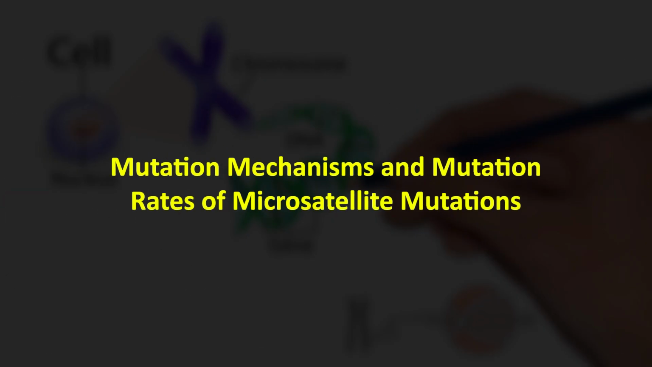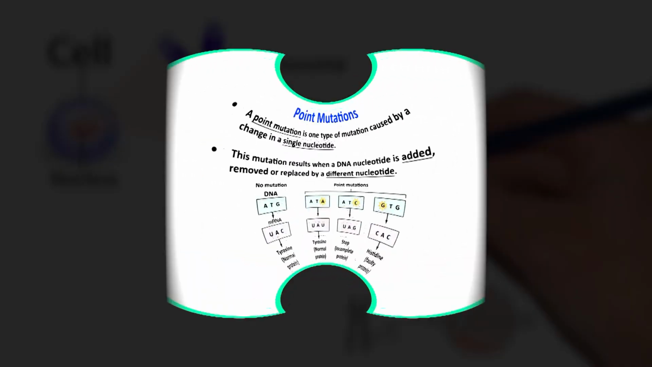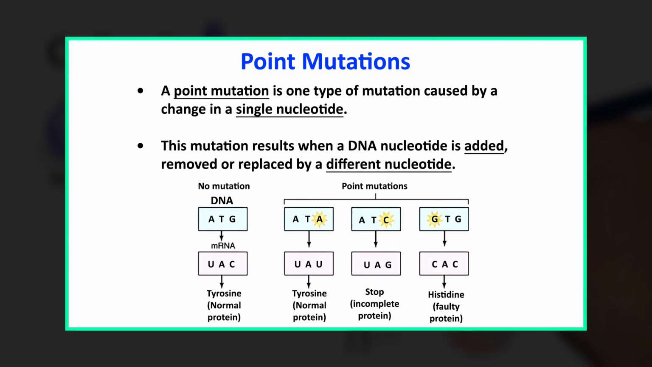Dear students, let's now discuss the mutation mechanisms and mutation rates of microsatellite mutations. Unlike point mutations, which affect only a single nucleotide, microsatellite mutations lead to the gain or loss of an entire repeat unit and sometimes two or more repeats simultaneously. Thus, the mutation rate at microsatellite loci is expected to differ from other mutation rates such as base substitution rates.